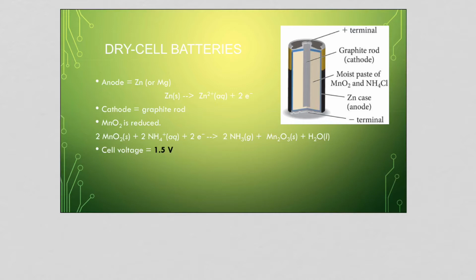So if we go over this one, in this kind of battery, our anode is typically made of zinc, could be magnesium, and it's located on the inner shell of the battery. So if you look on the sides of the case and the bottom of the case, this is where you're going to find your zinc anode. And of course, at this point, your zinc is being oxidized, and this is the half reaction here.